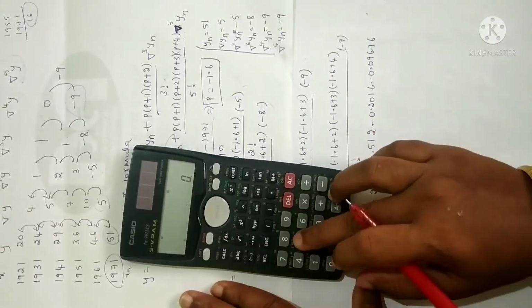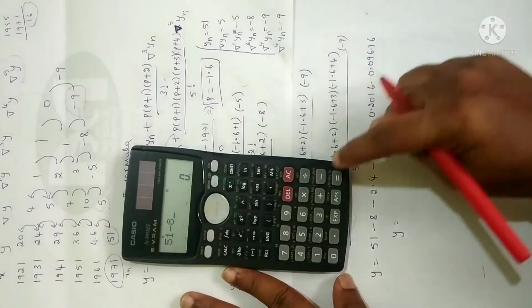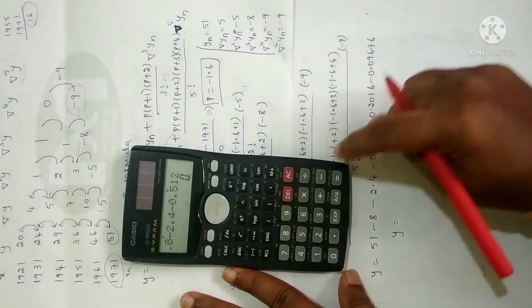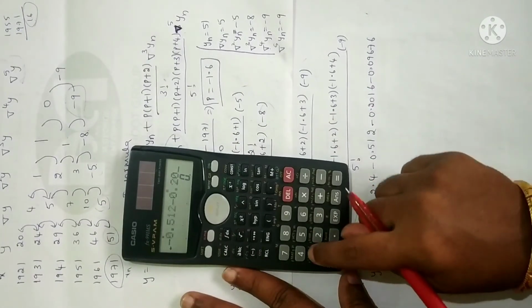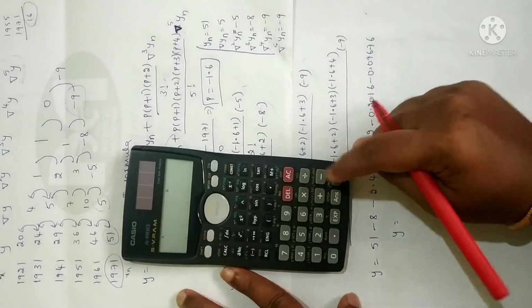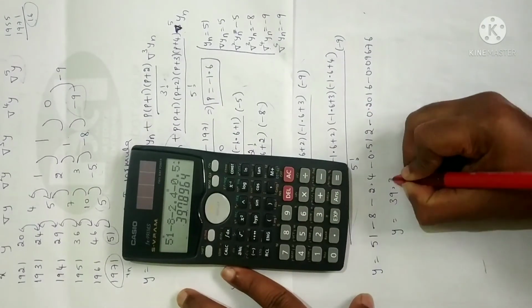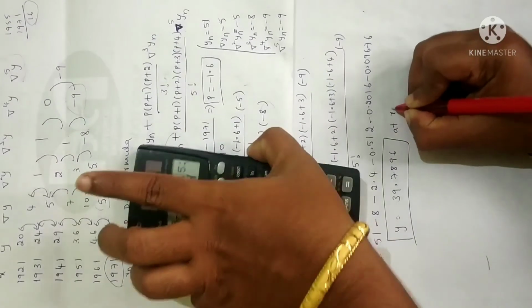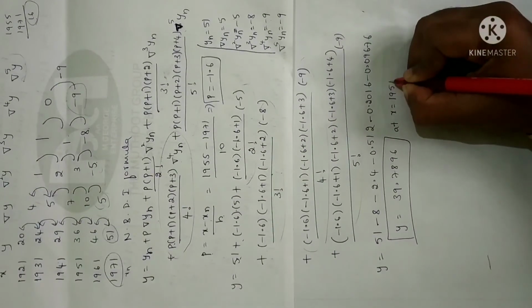After simplification of this entire expression, I'll show you the expression. Whatever you have, you just type as it is: 51 minus 8 minus 2.4 minus 0.512 minus 0.2016 minus 0.09676. So that will give you 39.7896. So this is the required y value at x equal to 1955.